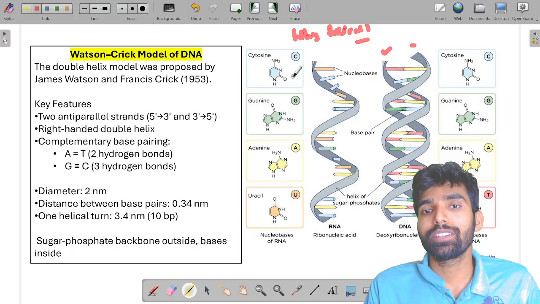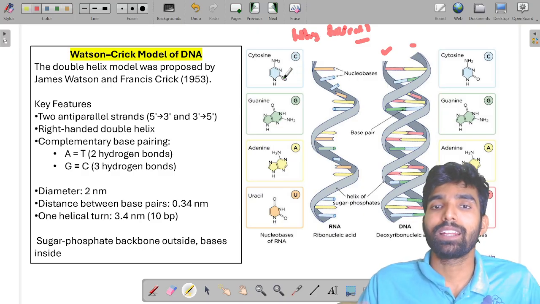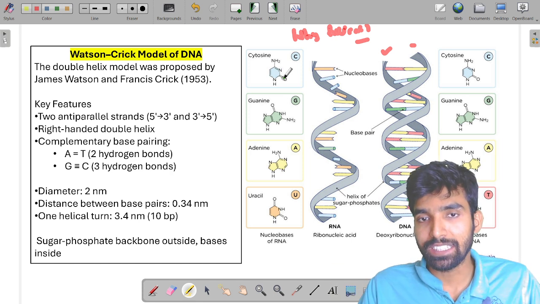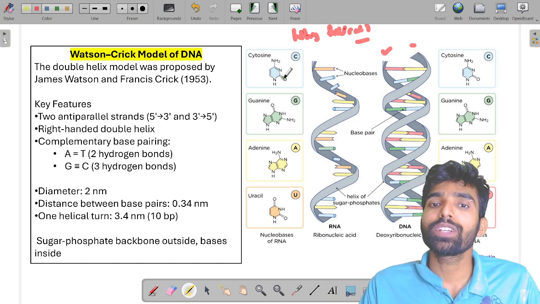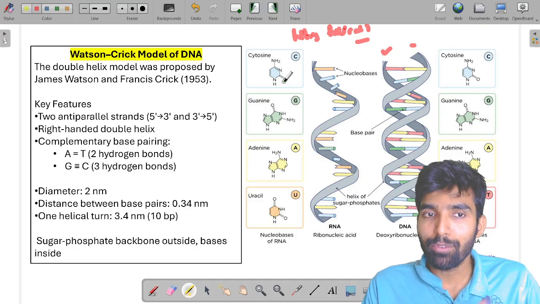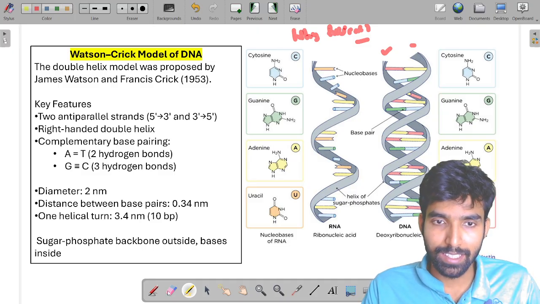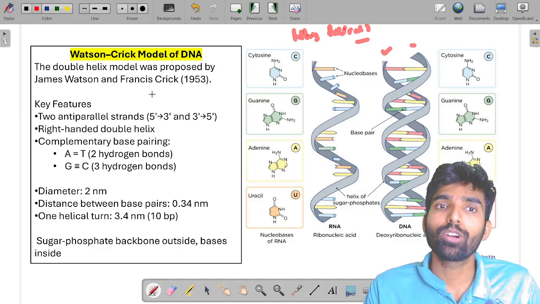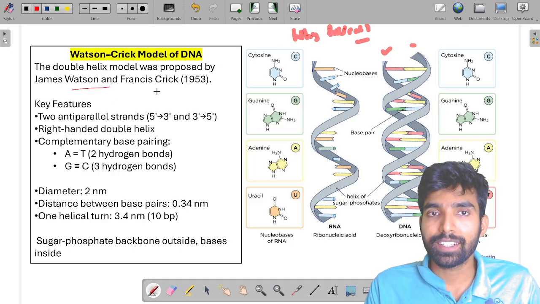Second thing, we know that DNA bases pair like this: A pairs with T, G pairs with C. Why not A with G? Why not C with T? We have to understand these kinds of things, right? The double-stranded helix model was proposed by Watson and Crick. That's why they got the Nobel Prize as well.